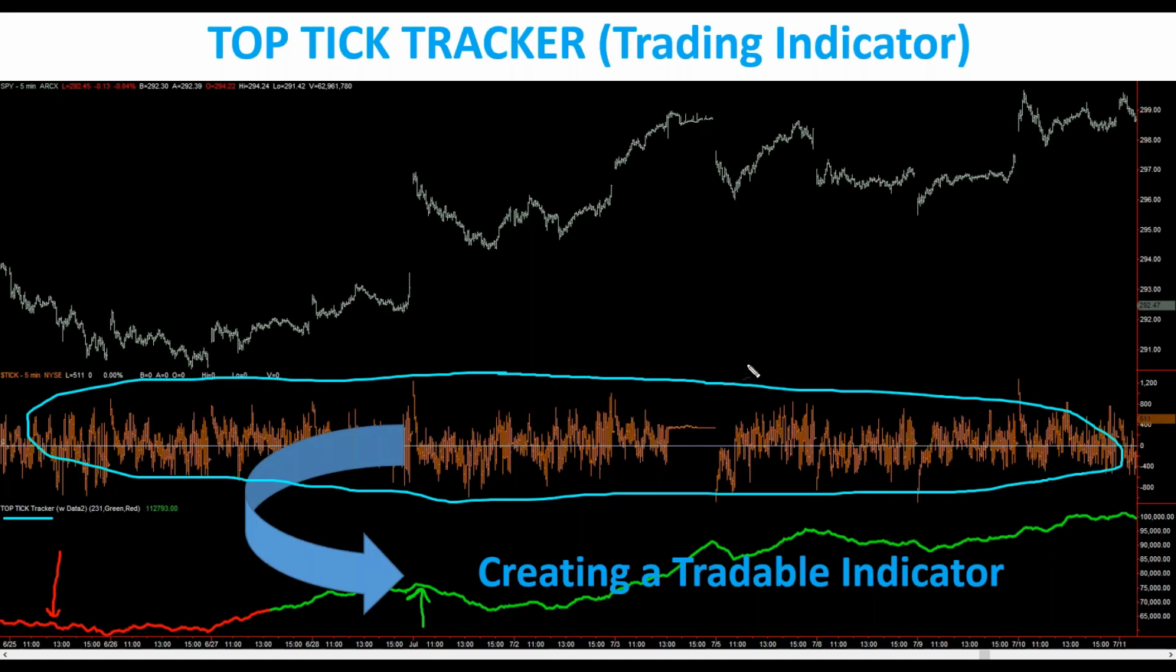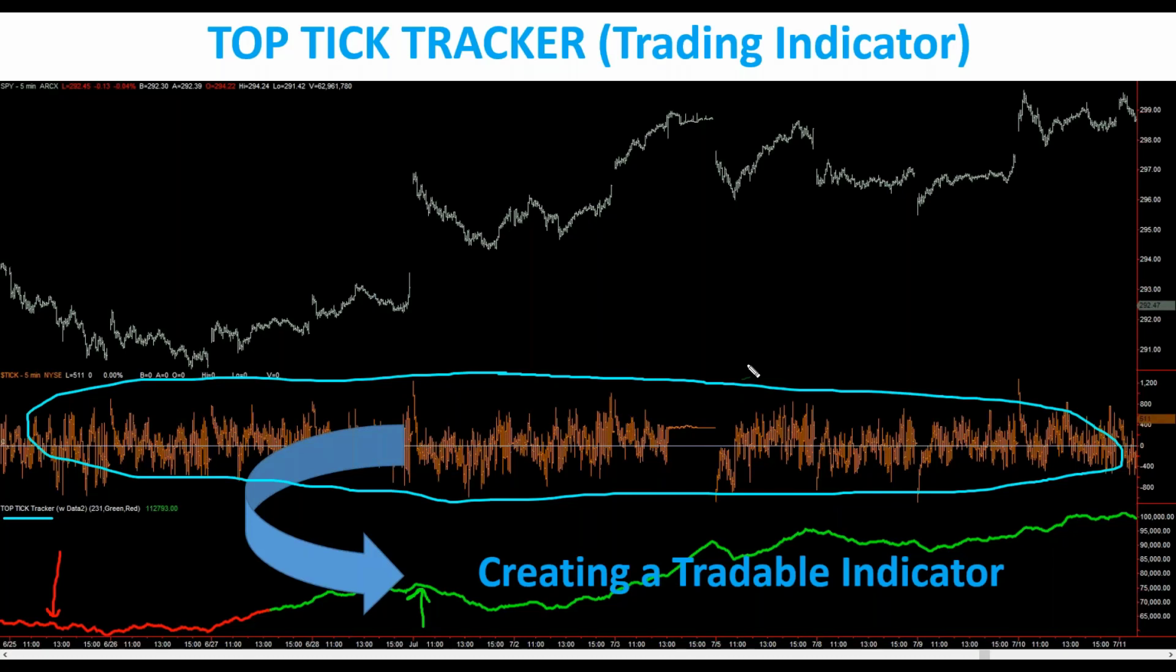What I've noticed is that if you look at every major move in history, it pretty much has one thing in common. Every major up move, you see the buyers are stronger on the New York Stock Exchange. Every major down move in history, you see the same thing: the sellers are stronger. So this is really powerful information for us to use in our trading.